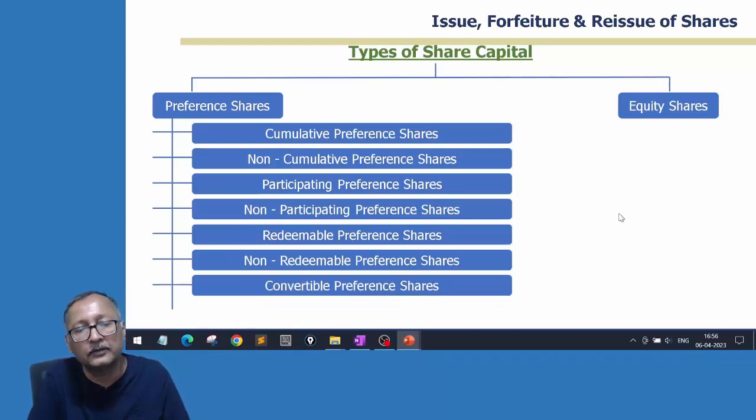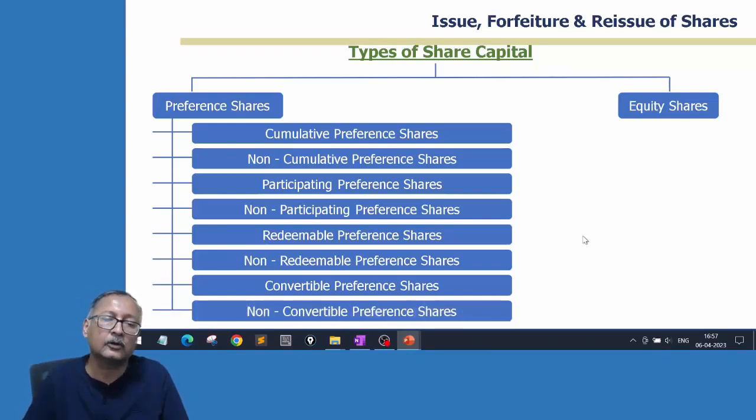Another type of preference share is convertible preference. Convertible preference shares are those which, based on the terms of the contract, can be converted into equity shares at the option of the preference shareholder. This means the shareholder has an option to decide whether he wants to convert it into equity or not. If it is at his discretion, he can convert it as per the terms of the preference share. Similarly, non-convertible shares cannot be converted. They will be treated only as a normal preference share. It cannot be converted into equity share. That is called a non-convertible preference share.